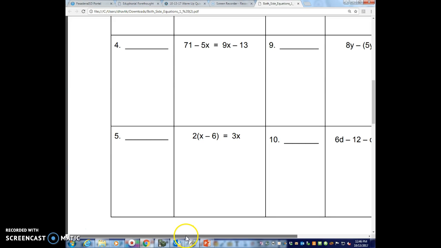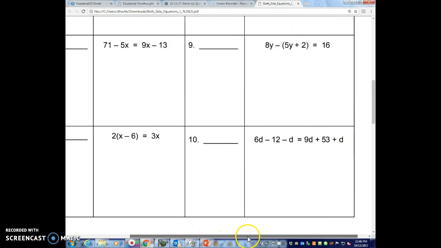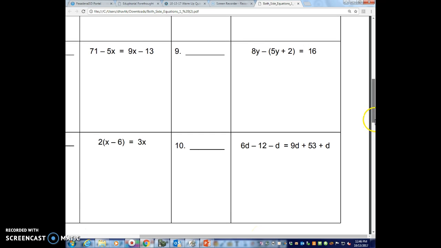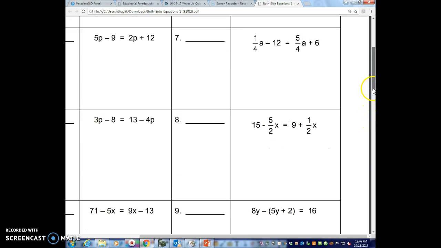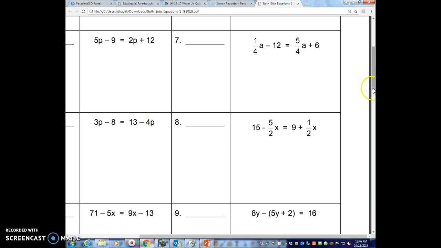Now, I want to look at one more problem with you. We're going to come up here, and we're going to look at problem number 8. Okay? 8 and 7 are very similar, so I'm going to look at number 8 with you. You'll be able to do 7 on your own. Okay, so first things first, what do we need to do first? We need to get all the variables on one side. Okay? So let's go ahead and move this one over to here.